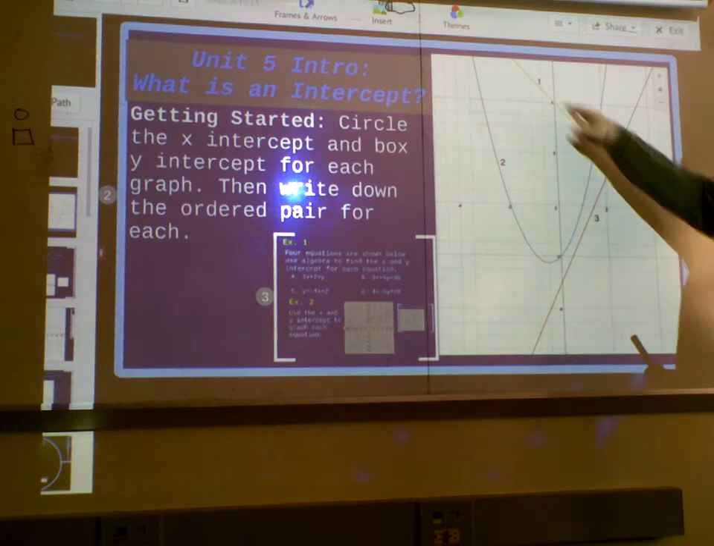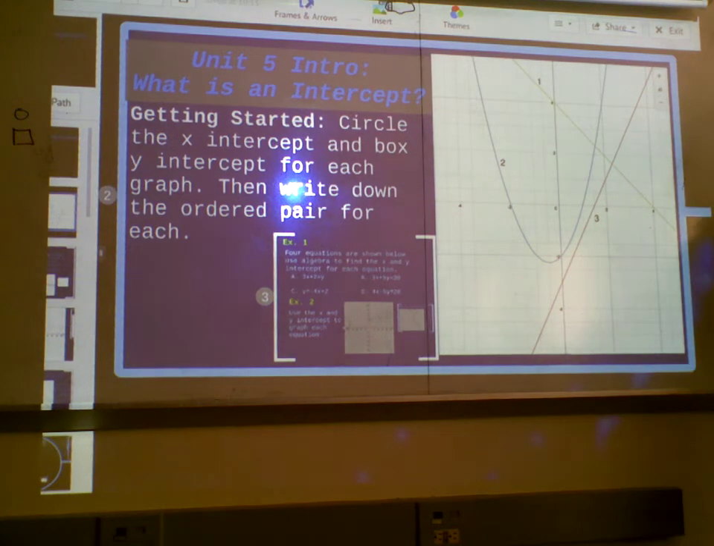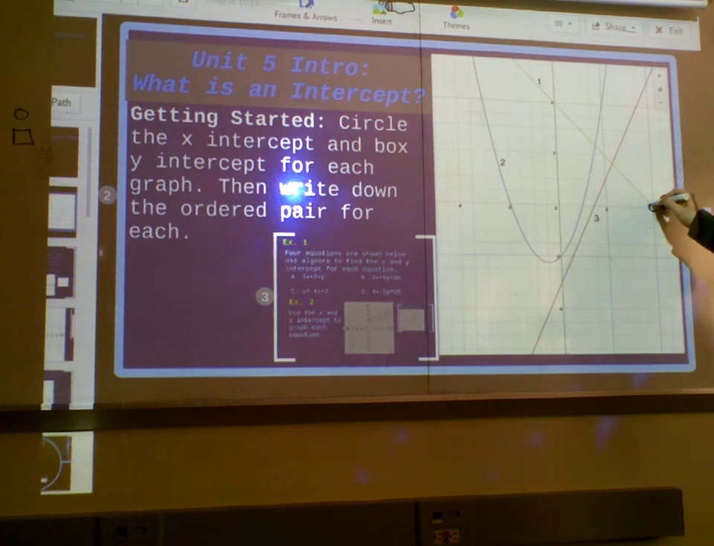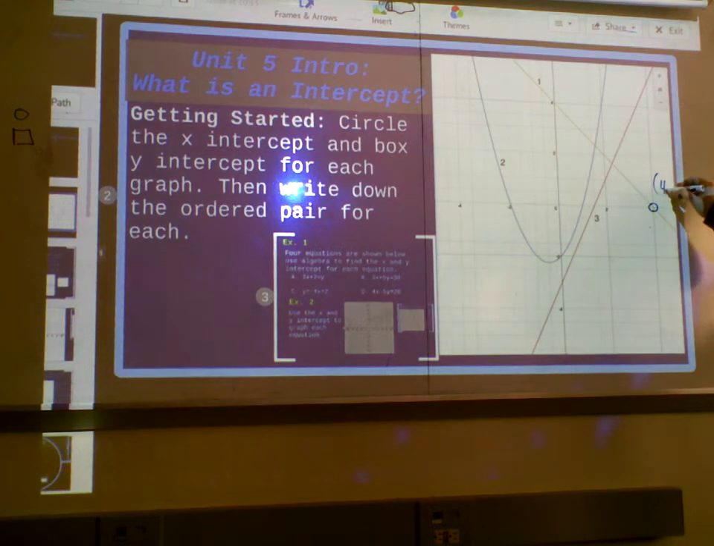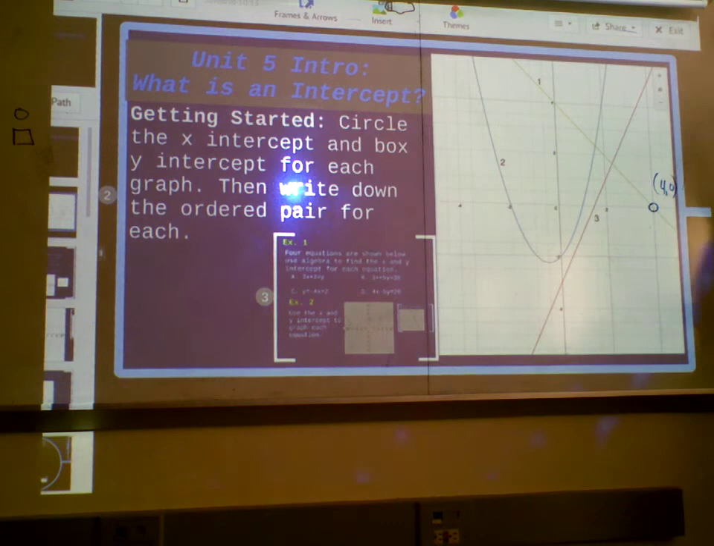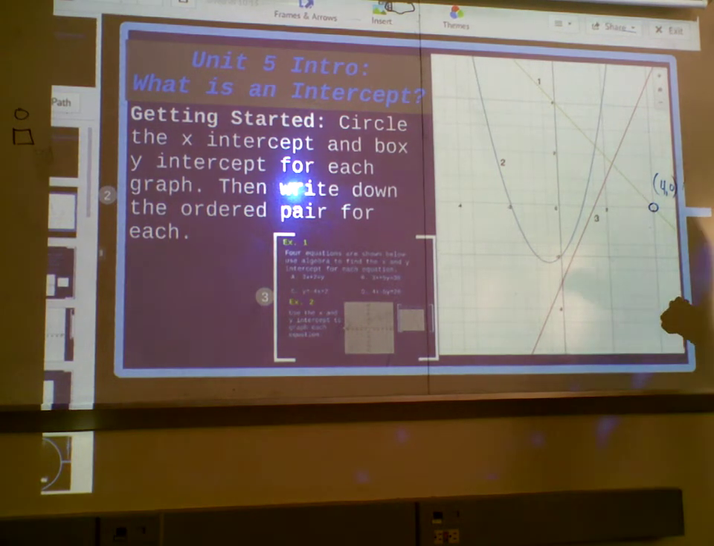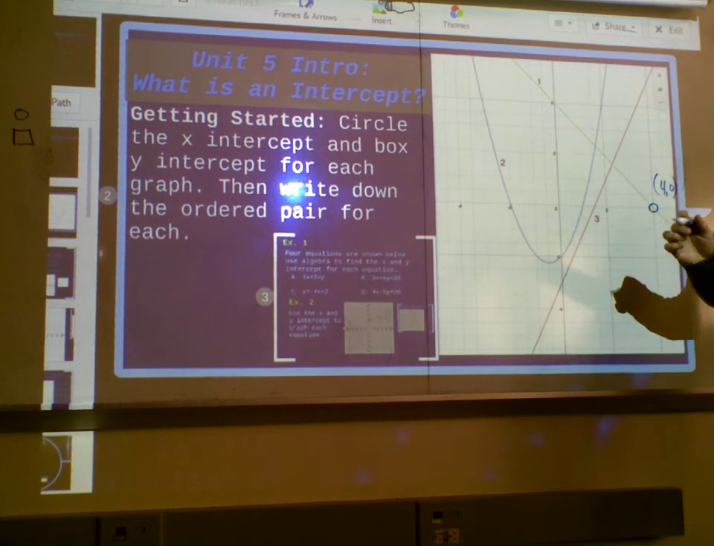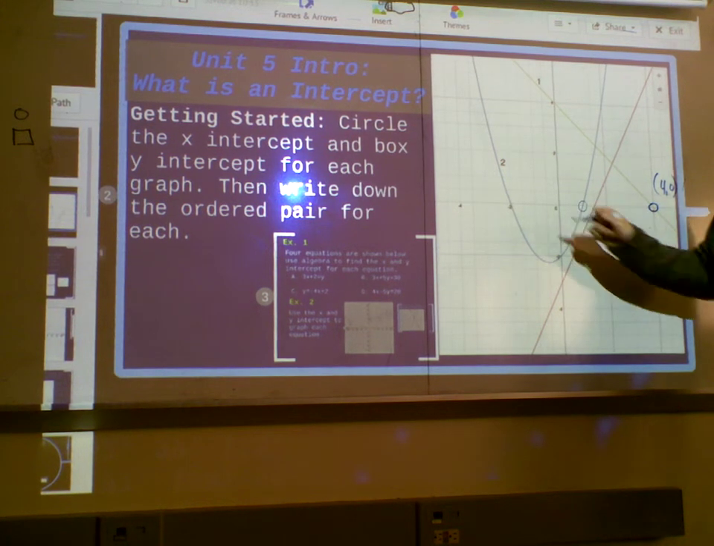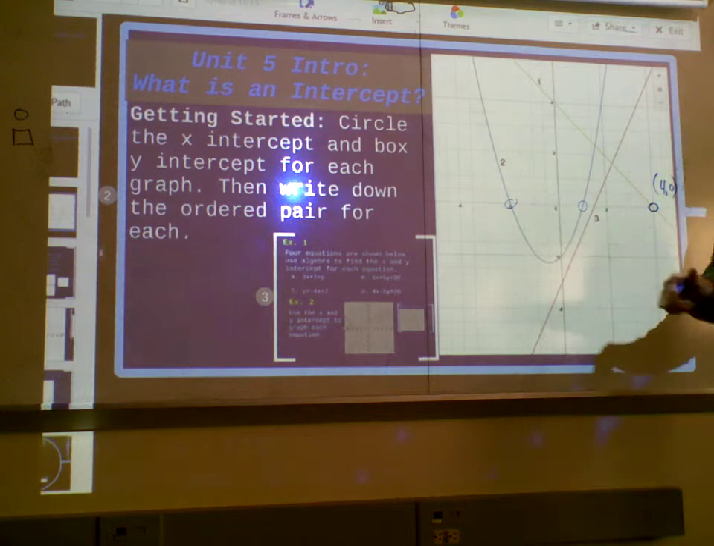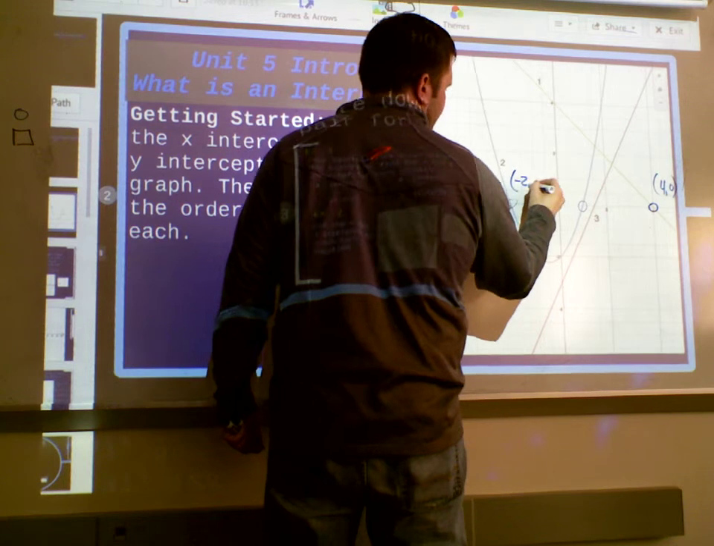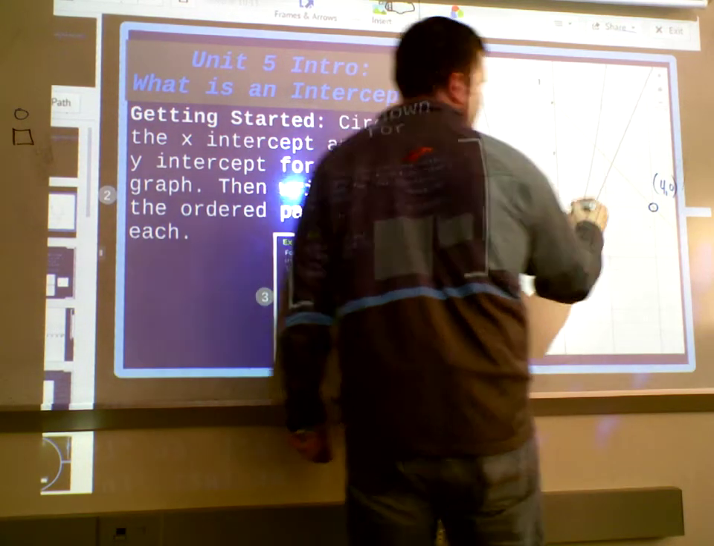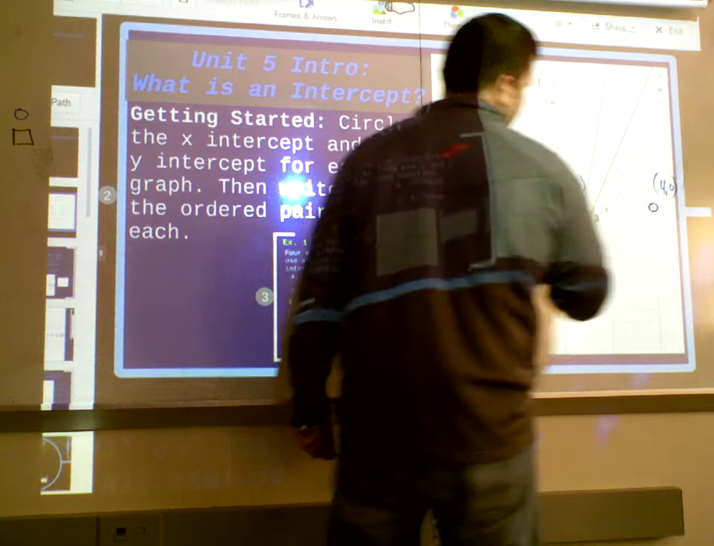Where does graph number 1 intersect the x-axis? Right there. What's the point? 4, 0. Okay. Where does graph 2 intersect the x-axis? 1 and -2. Okay. So this point is -2, 0. And this point is 1, 0.